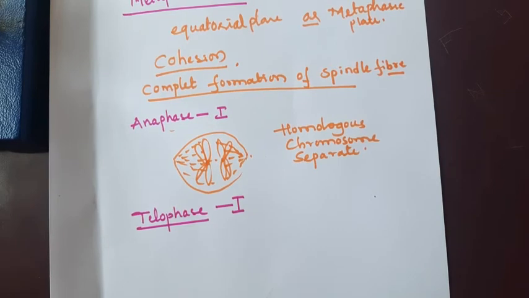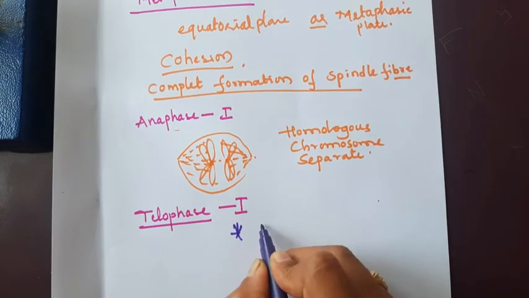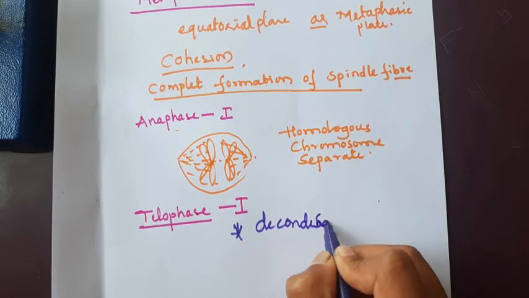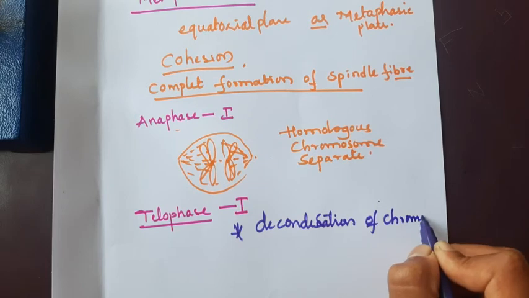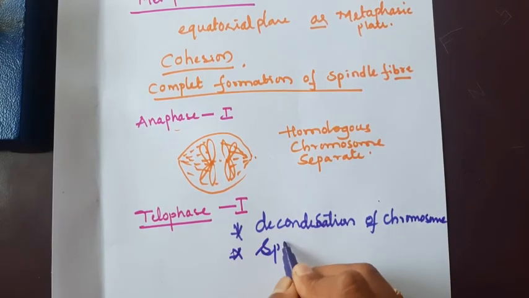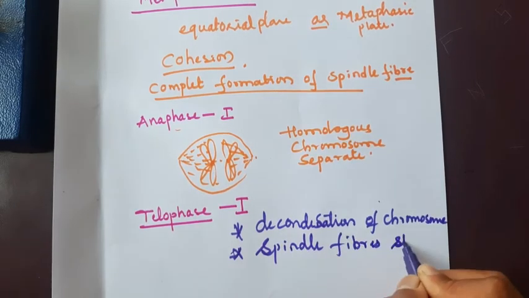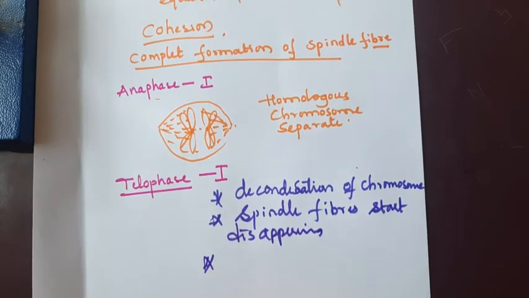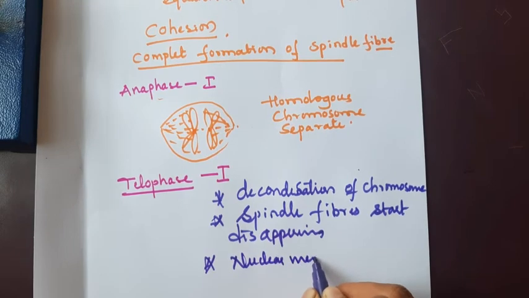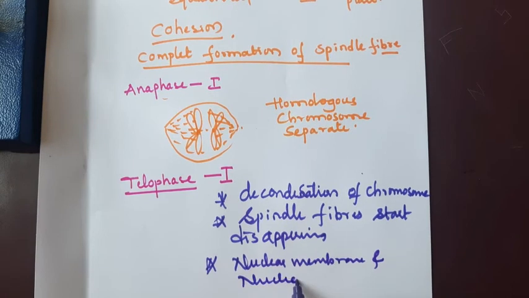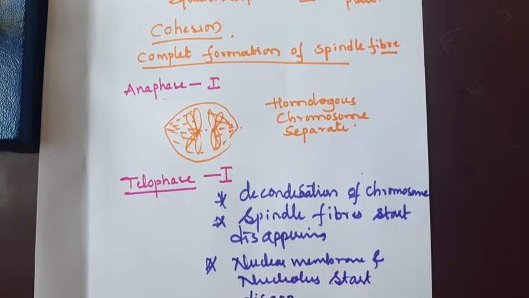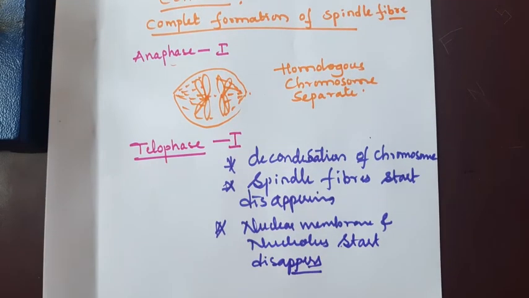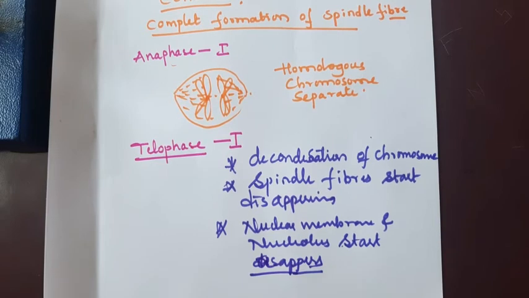I will write the key points, those are very necessary to understand telophase. First thing we can see, decondensation of chromosome, spindle fibers start disappearing, then the nuclear membrane and the nucleolus start reappearing.